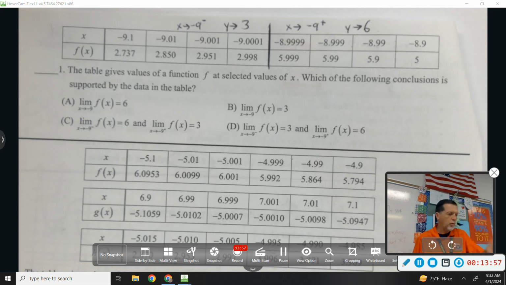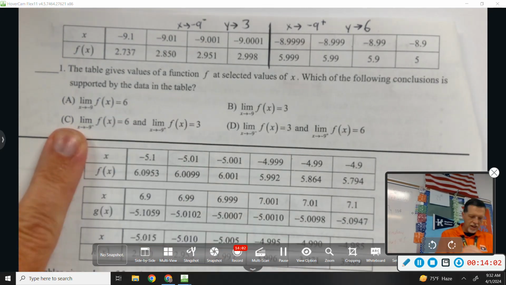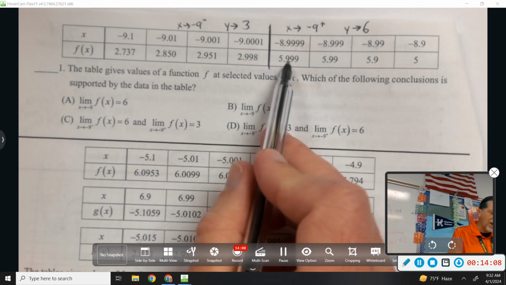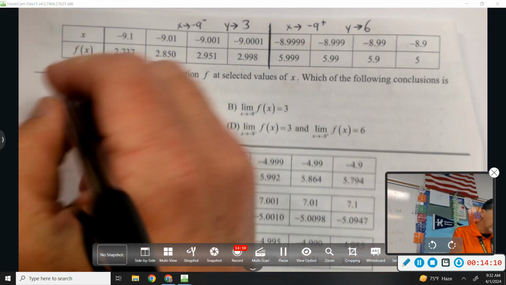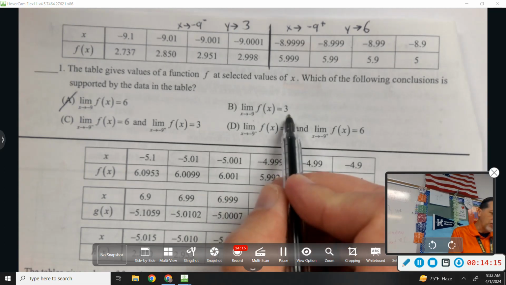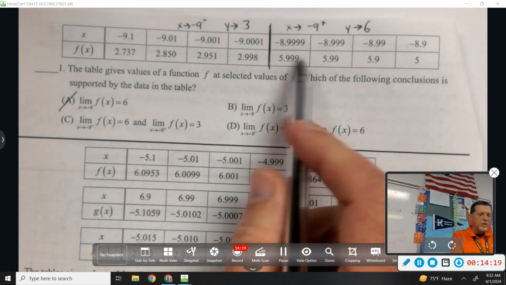Now we can answer these questions. So question A, limit as x approaches negative 9 is equal to 6. Yes or no? No. Like on one side, yes, but on the other side, no. So A's out. Limit as x approaches negative 9 equals 3. Well, also no for the same reason. Like one side is 3, but the other side is 6.